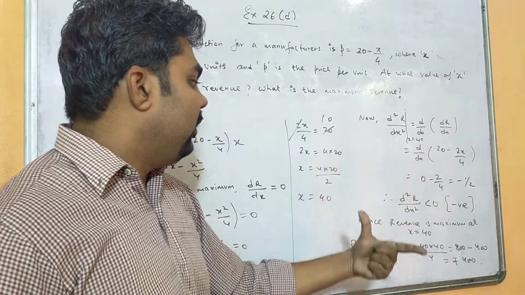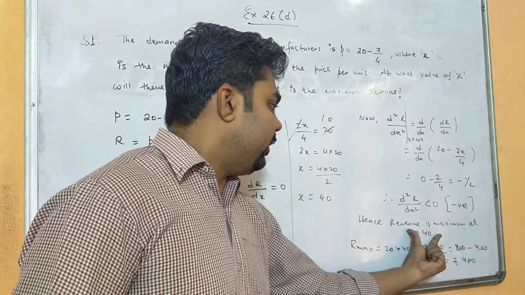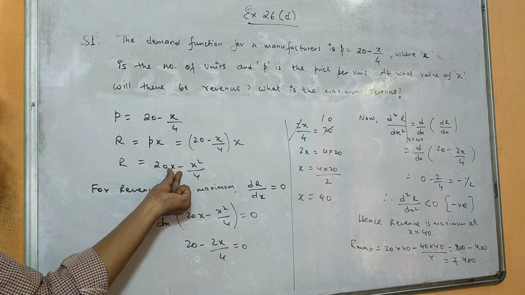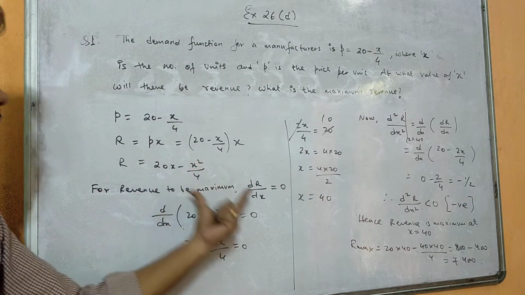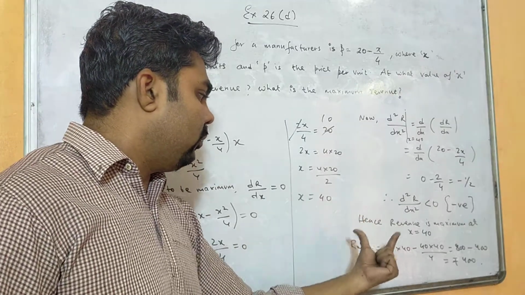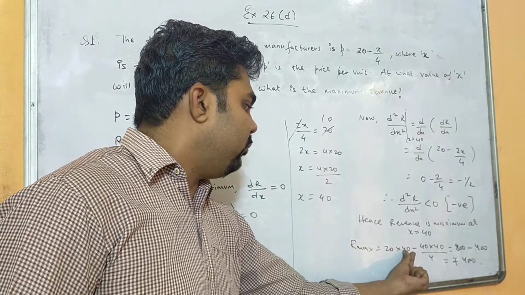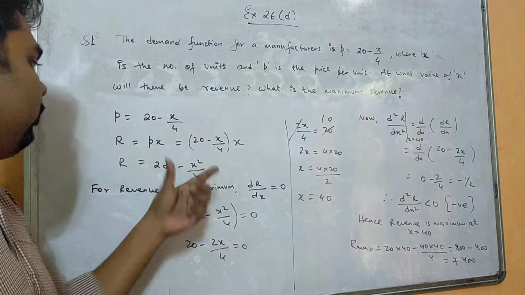How much is it? This x equals 40 we will substitute in the revenue function, that is, 20 into 40 minus 40 into 40 by 4, for maximum revenue. The question is asking for maximum revenue, so in the revenue function, in place of x, we will substitute 40, that is, in this equation.